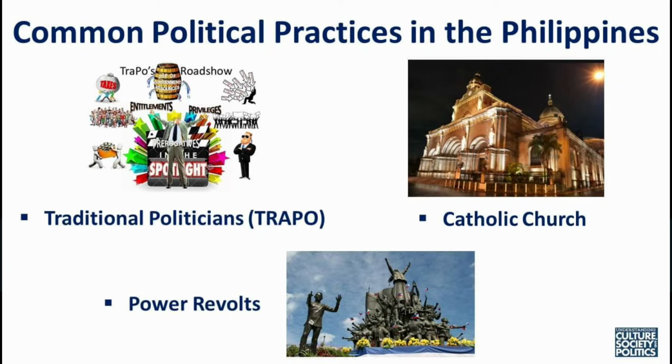We also have the traditional politicians, or popularly known as trapo. There are still quite a number of rightists or conservatives in the Philippines. This is why we like to stick to traditional practices and procedures. Trapo is now a dirty connotation of everything undesirable ascribed to a politician.